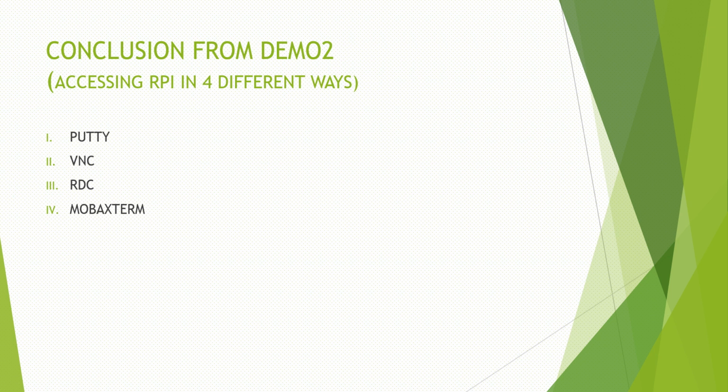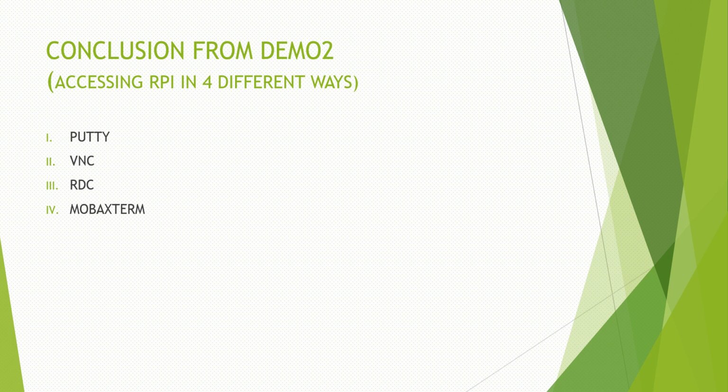First one, accessing through the PuTTY software. Second, accessing through the VNC software. Third, accessing through the RDC software, that is by default inbuilt in Windows. And last one, accessing Raspberry Pi through MobaXterm. So already we discussed this, but I didn't discuss the different techniques.